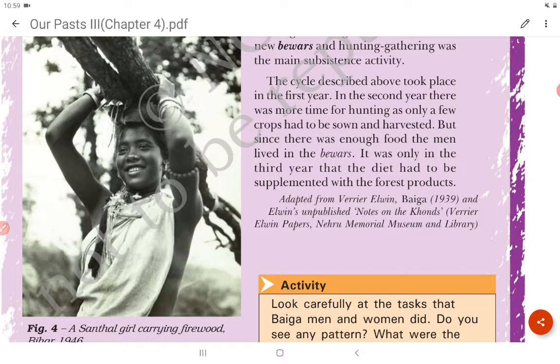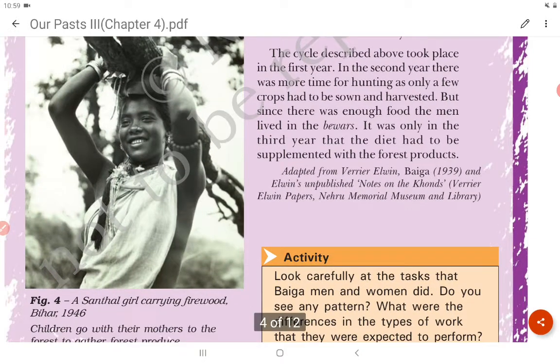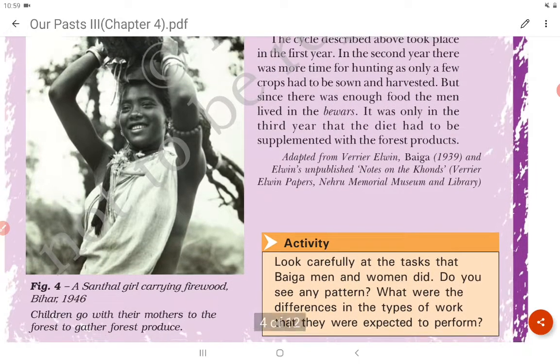In the second year, there was more time for hunting, as only a few crops had to be sown and harvested. But since there was enough food, the men lived in the bewars. It was only in the third year that the diet had to be supplemented with forest produce.